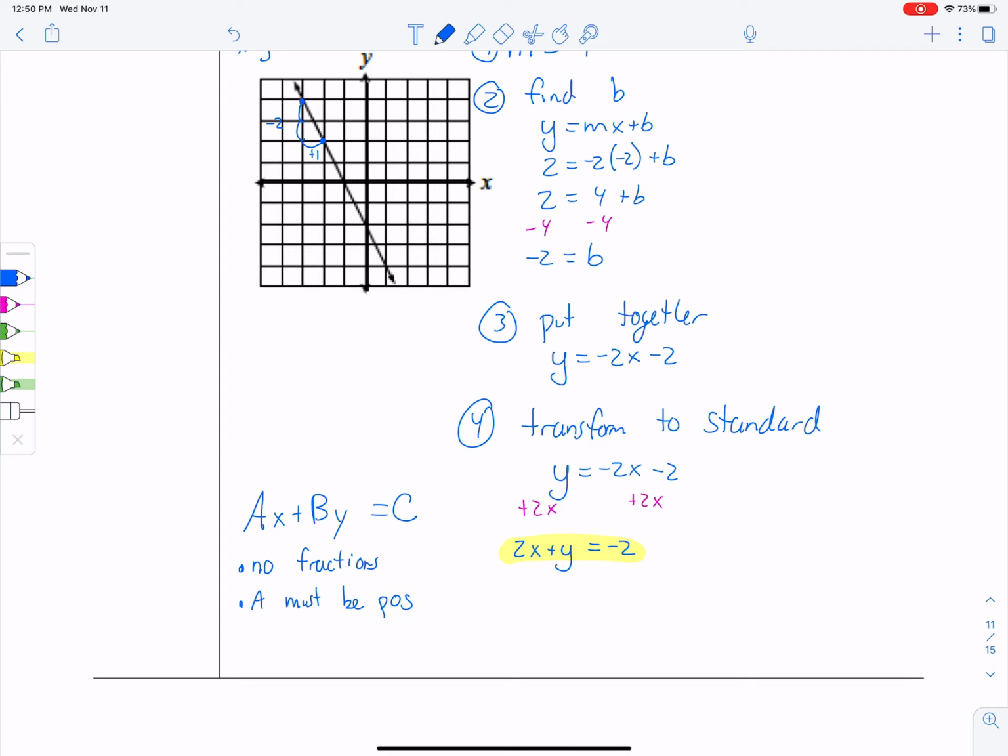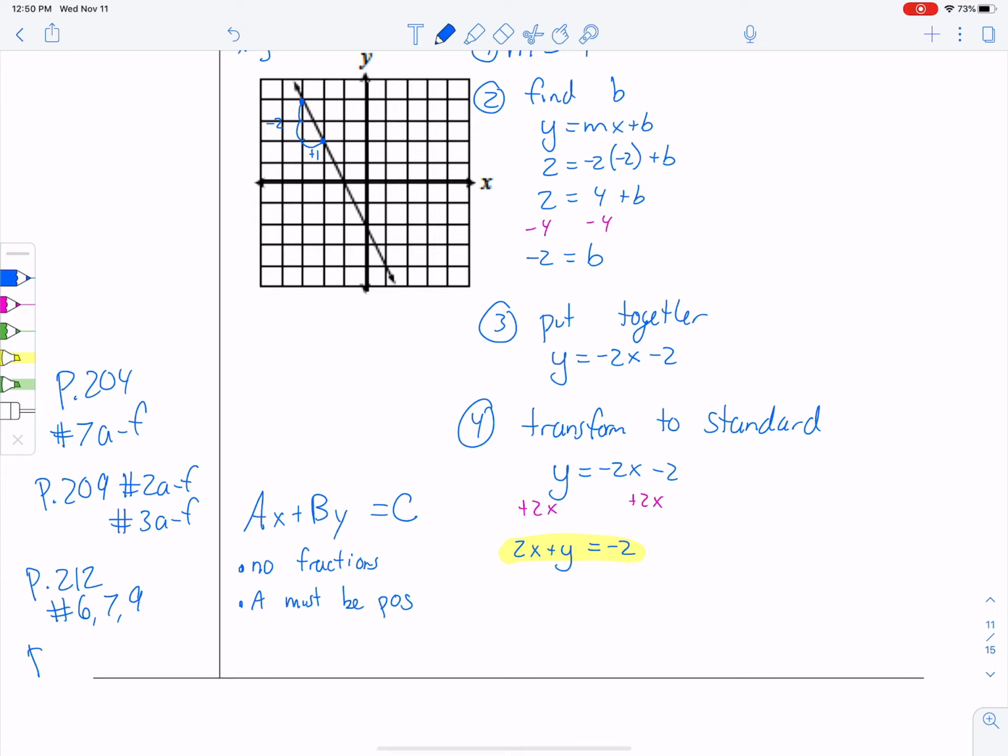Okay. So for the homework for this section, there's page 204, number 7, A to F. Page 209, number 2, A to F. Number 3, A to F. Page 212, number 6, 7, and 9. And page 211, number 4 and 5. Okay. And that's the end of 5.3.